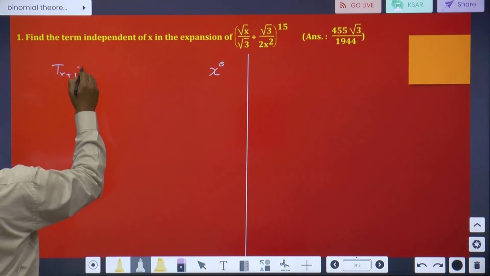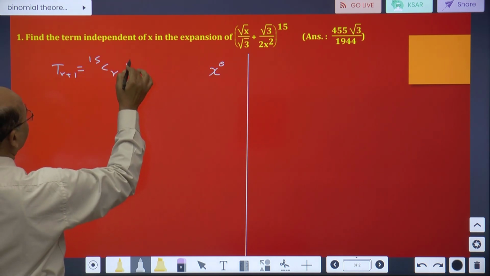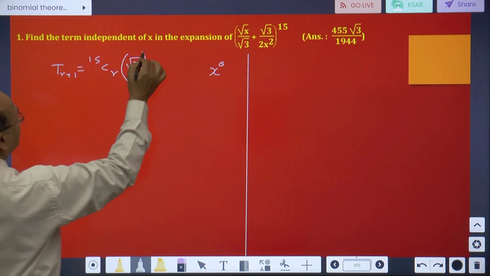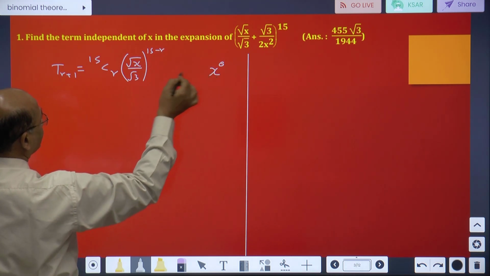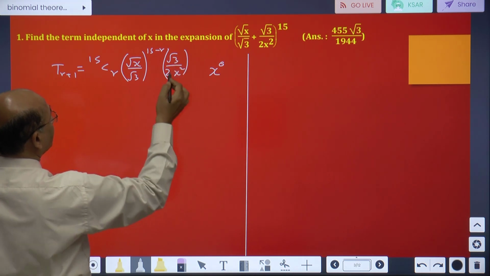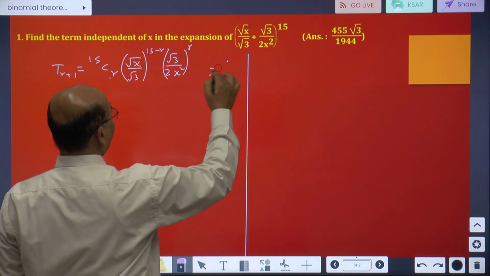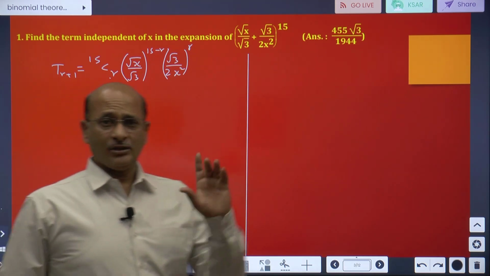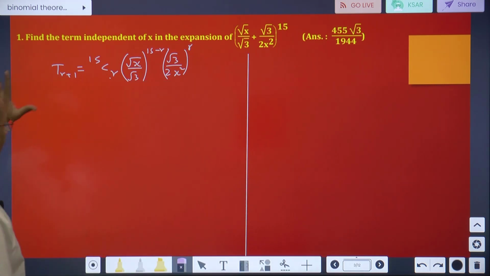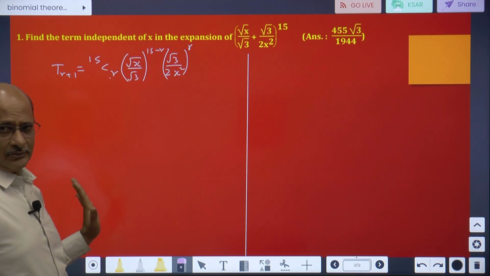T r plus 1 will be 15Cr, first term raised to 15 minus r, the difference of this, I will tell you why I did this, and the second term raised to r. That's why I explained it to you. So independent of x means the power of x should be 0. Once you finish with this, remember I want this term to be independent of x.